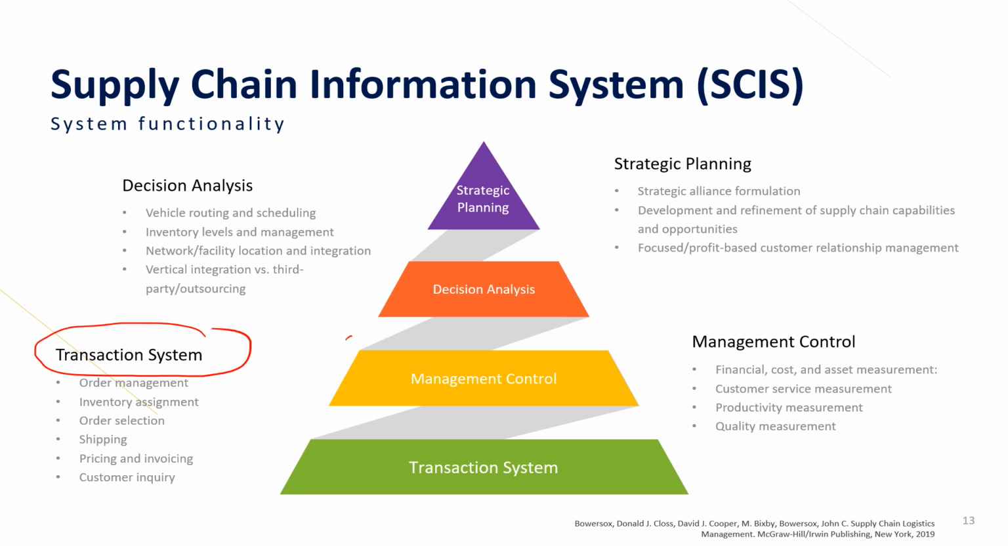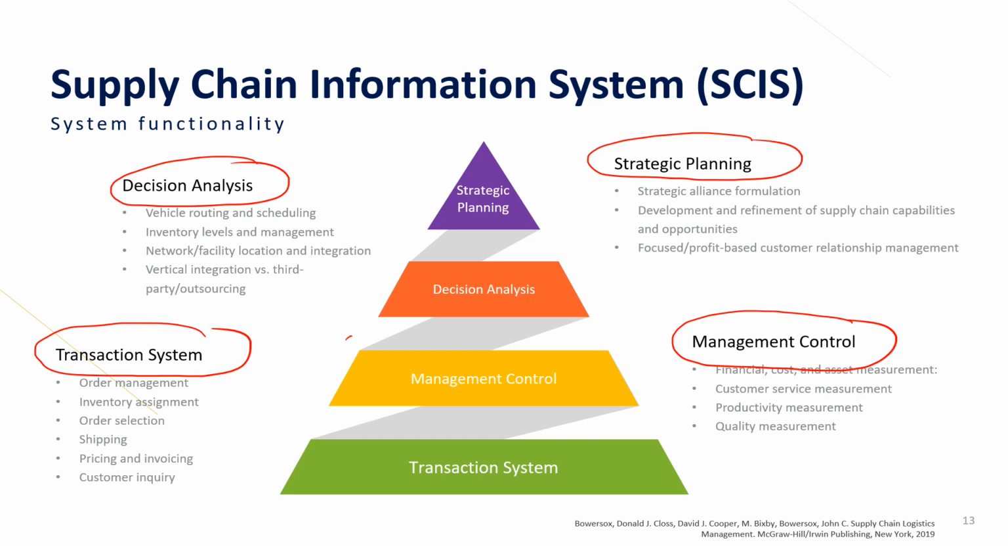If you already have a good foundation for the transaction systems, you may need management control systems, which control financial costs and asset measurement, customer service measurement, productivity measurement, and quality measurement. Then you may also need decision analysis systems, which help you create tactical decisions such as vehicle routing and scheduling, inventory level and management, network facility location and integration, and also vertical integration and third-party sourcing. And on top of that, we also need the strategic planning systems, which help to analyze strategic alliance formulation, develop the refinement of supply chain capability and opportunity, and also profit-based customer relationship management.